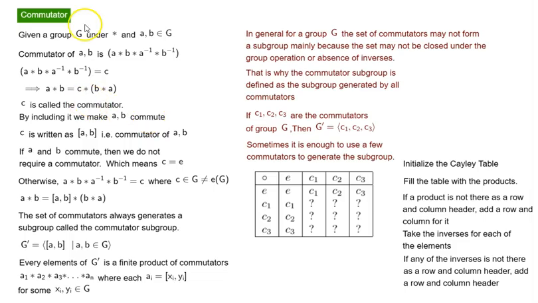So the commutator is something which helps us in equating A times B with B times A by incorporating it in the equation.